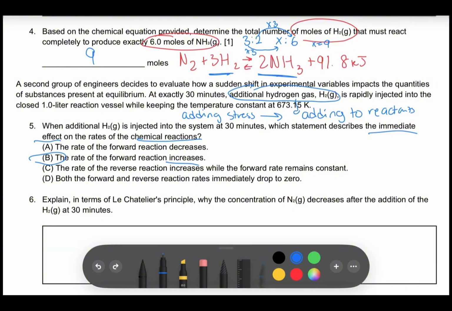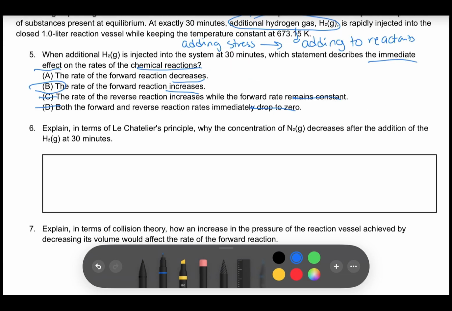And we can eliminate options C and D because it's not going to remain constant and it's not going to immediately drop to 0. And the rate of the forward reaction, how is it going to decrease? We're adding more reactants, so the reactants are going to work even harder in order to produce more products. Explain in terms of Le Chatelier's principle why the concentration of nitrogen decreases after the addition of hydrogen.